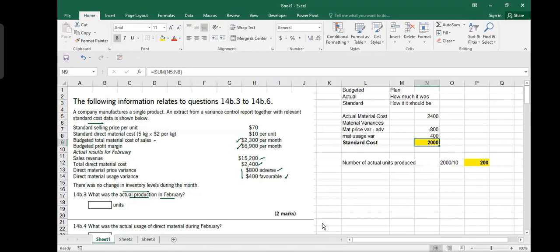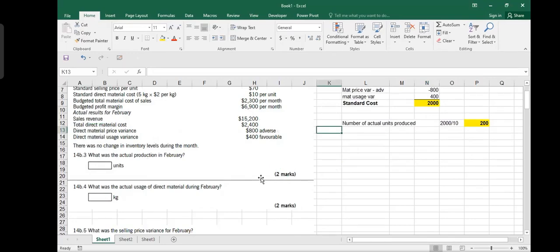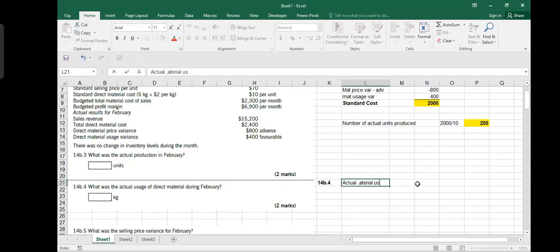Next question is 14B4. What was the actual usage of direct material during February? How much was the actual usage? This 14B4 is very interesting and very simple. The question they ask is how much actual material was used. How much material did you use actually?